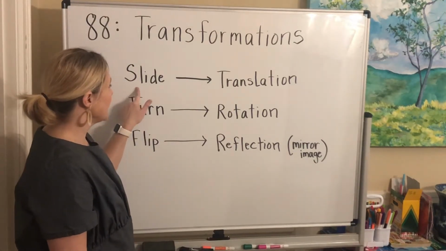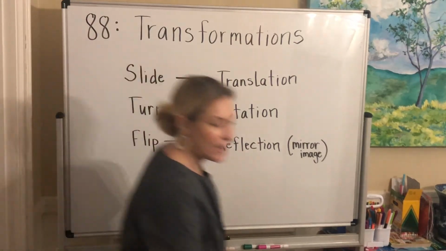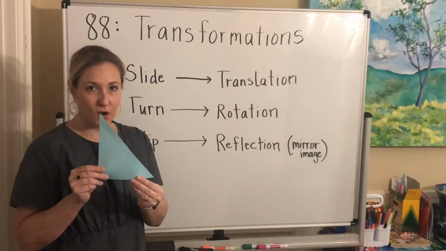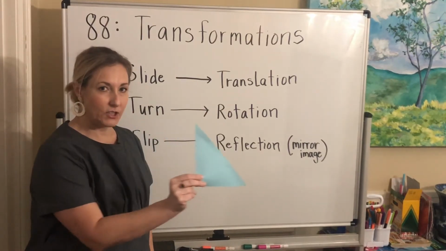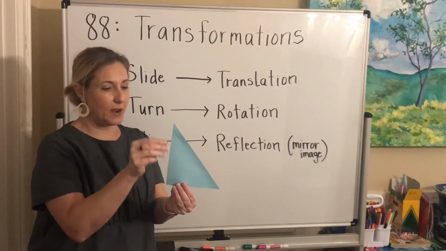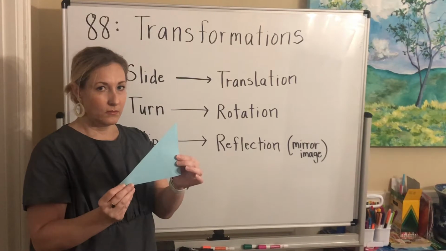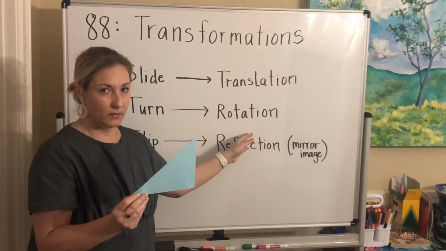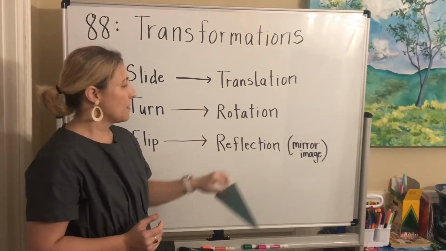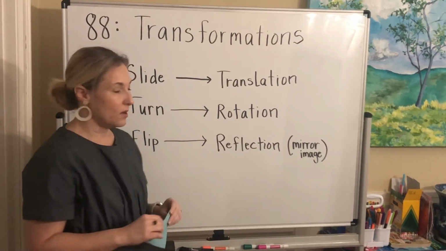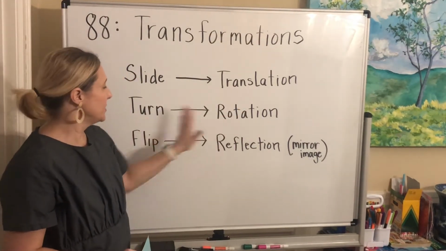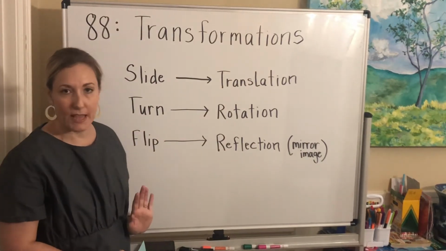So if I want to slide a shape over, I call that a translation. If I want to turn the shape, I'm calling it a rotation. If I want to flip the shape, I'm calling that a reflection, like a mirror, like a mirror image. So we've got translation, which is a slide, rotation, which is a turn, and reflection, which is a flip.